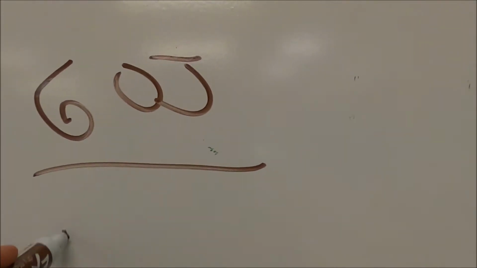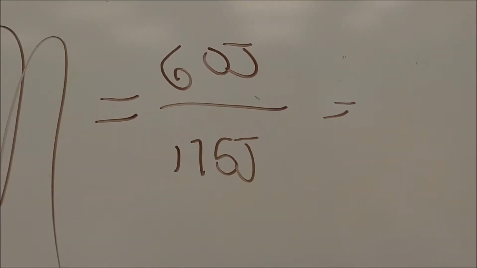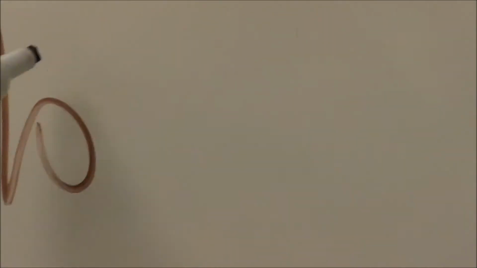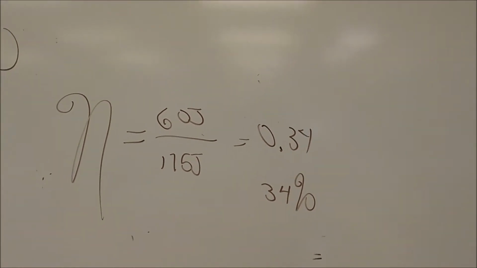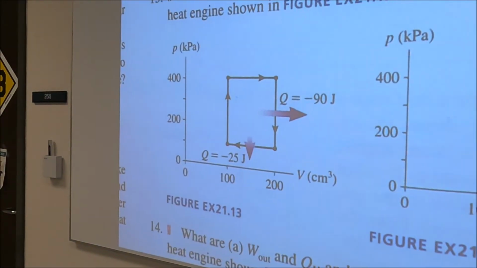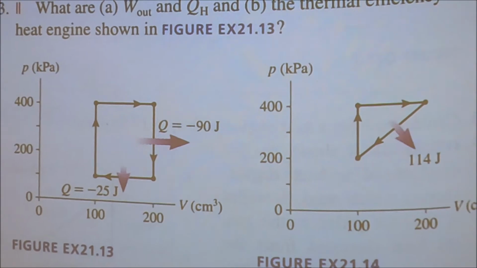Now, to get the efficiency, I'm just going to take the 60 joules and divide it by the 175 joules. So let's do it. 60 divided by 175 is 0.34 or 34%. Okay, so if you're given a PV diagram and it's a very simple one, like this guy, you should be able to calculate work out, QH, and the thermal efficiency.